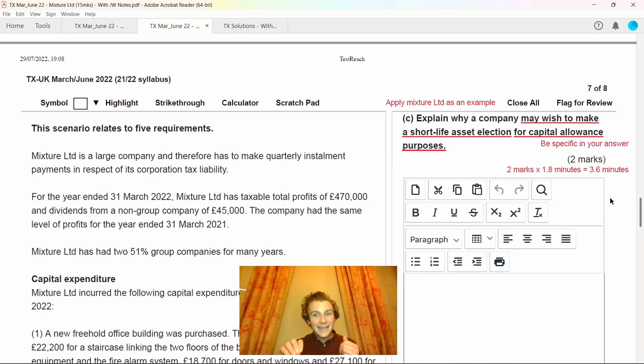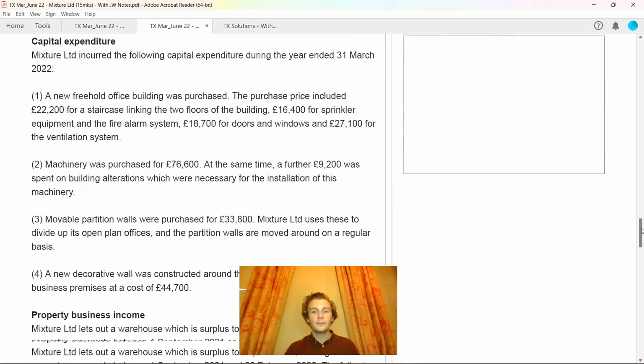For part C now, we have on here another apply Mixture Limited as an example. We had explain why a company may wish to make a short life asset election for capital allowance purposes. So you've got to be really specific in your answer. It's only 2 marks, so 2 really well balanced statements on there. Again, applying it to the scenario if it is applicable.